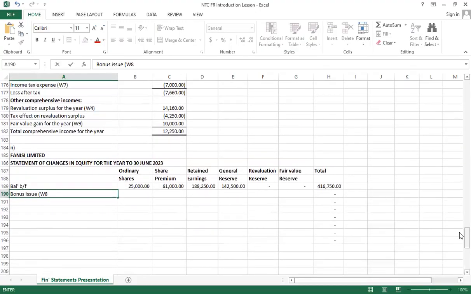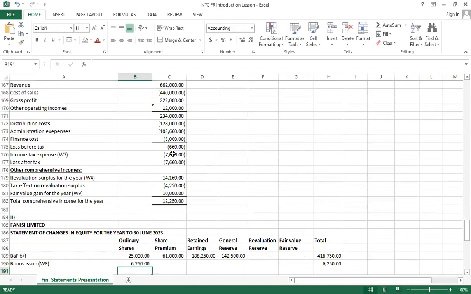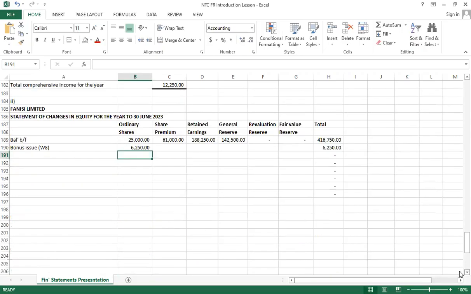So working 8. We increase our share capital by the value of the bonus issue, which in our working 8 was 62,50. Remember that issue of shares increases the ordinary share capital. We cannot have a share premium for this issue because the bonus issue is normally done at the par value. The par value only adjusts on the ordinary shares, so this does not affect the share premium, so a nil.